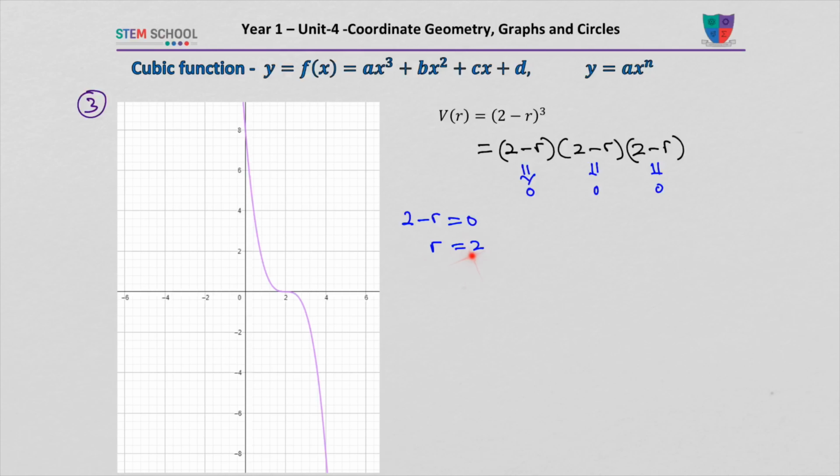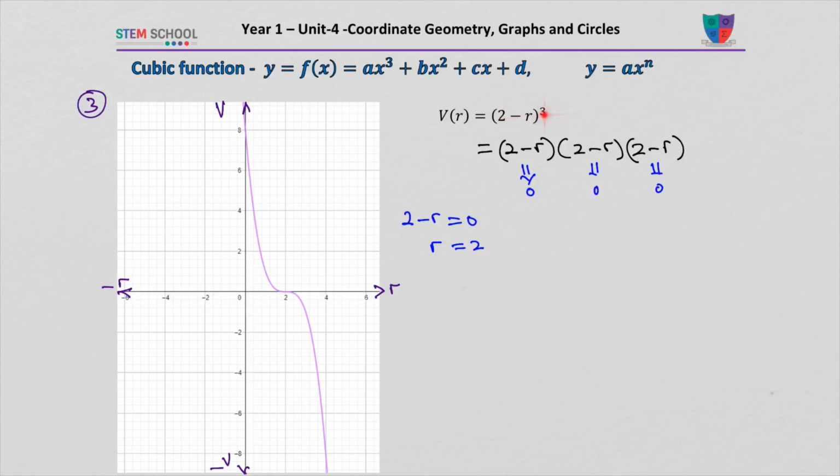So at point 2, that's where it crosses the r-axis. This is the r-axis and this is the v-axis. But it crosses the r-axis 3 times. So r equals 2, 3 times. Of course, because the highest exponent is to the power 3, the degree of the polynomial is 3. That means it will have 3 factors and 3 roots, but equal roots.